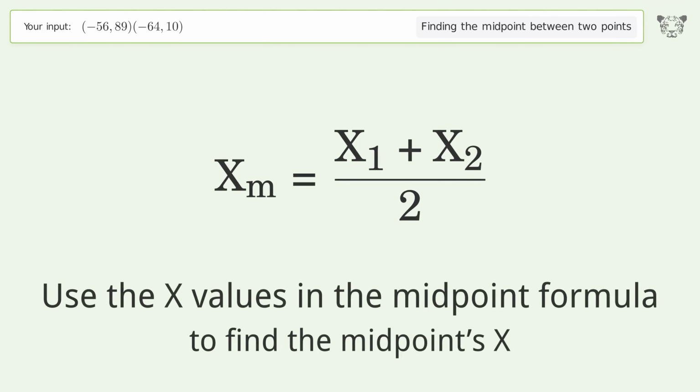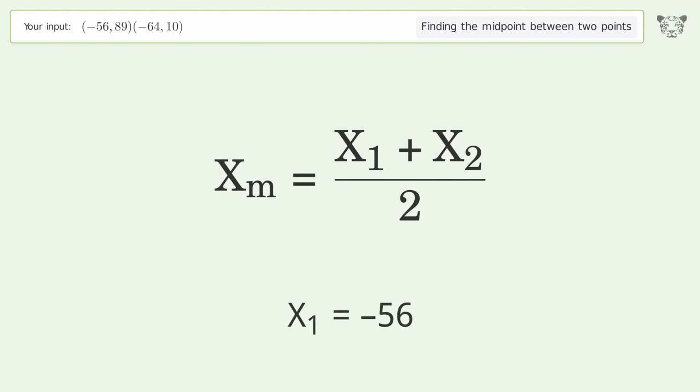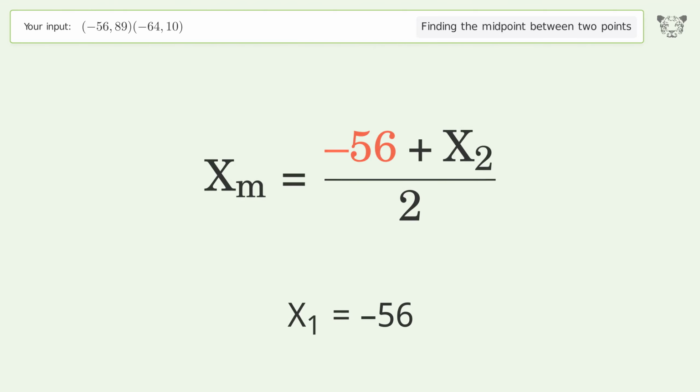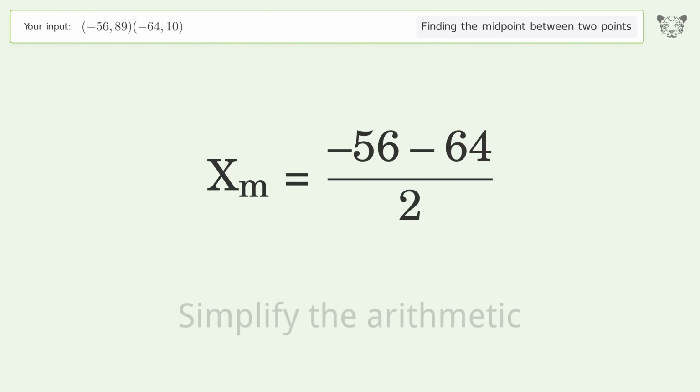Use the x values in the midpoint formula to find the midpoint's x. x1 equals -56. x2 equals -64. Simplify the arithmetic.